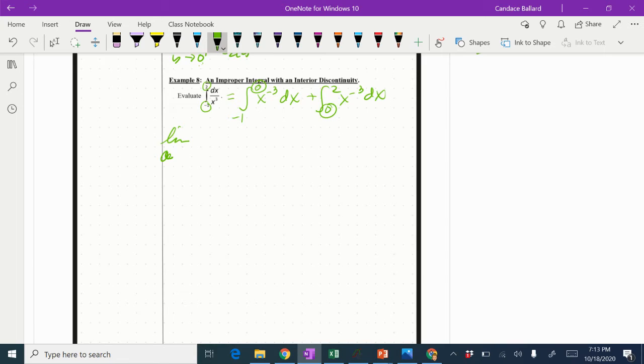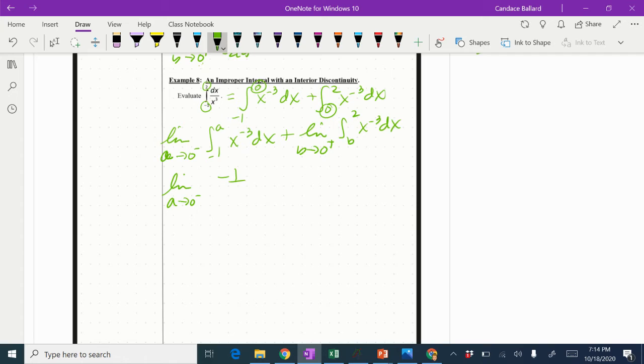It doesn't really matter. As a approaches 0 from the left side would be my first one, the integral from -1 to a of x to the -3 dx, plus the limit as b approaches 0 from the right, the other side, from b to 2 of x to the -3 dx. We did this integration in the last problem, so I'm not even going to go through it. I'm just going to borrow from the last problem.